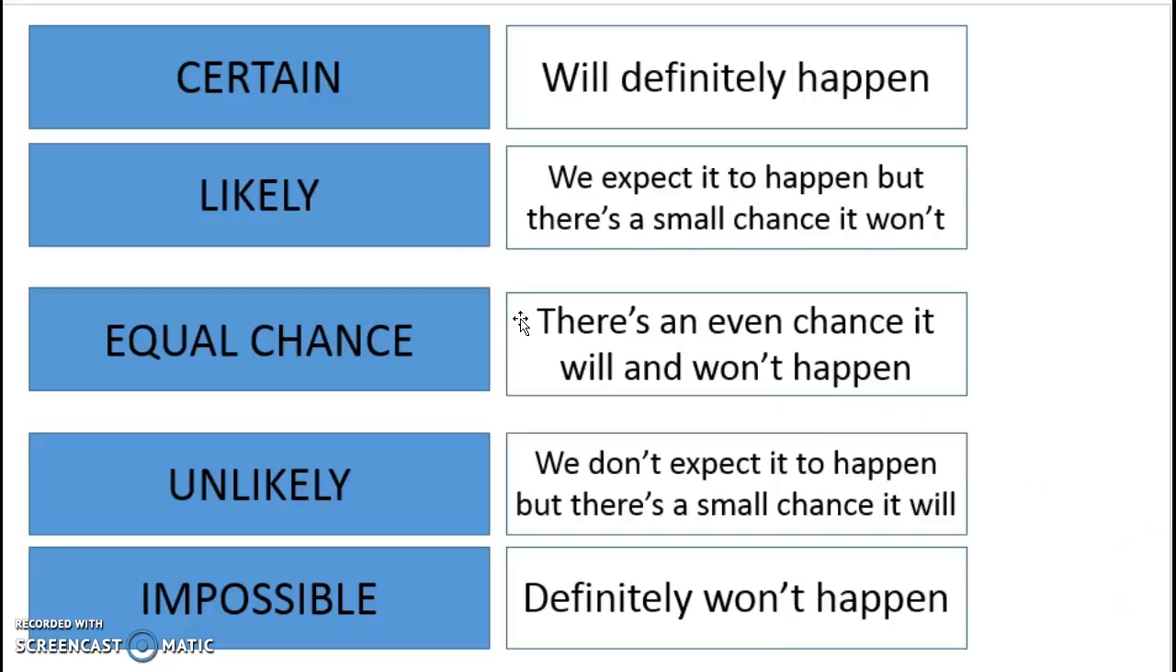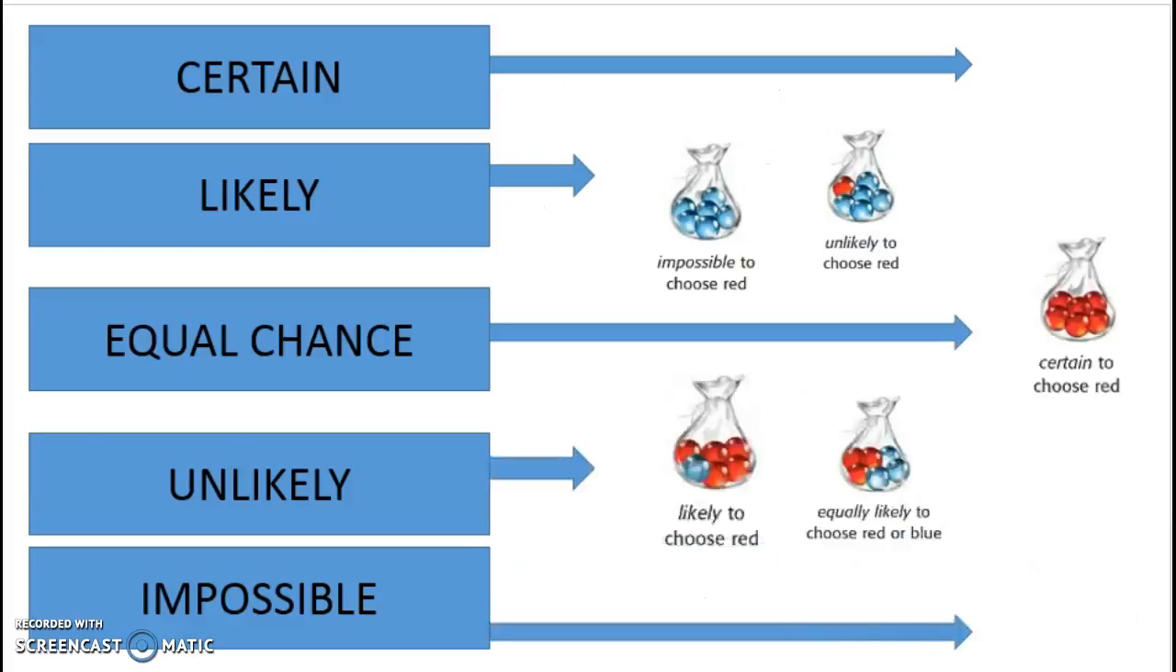Now the best way to describe that is to think about a coin. A coin has two sides, and when you flip it up into the air and you want to see what it lands on, it's either going to land on a head or a tail. That has an even chance. It could equally land on a heads just as much as it could land on tails. Unlikely means we don't expect this to happen, but there is a small possibility, a small chance that it might. And impossible means it's definitely not going to happen.